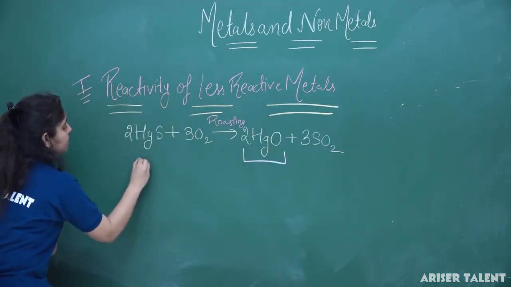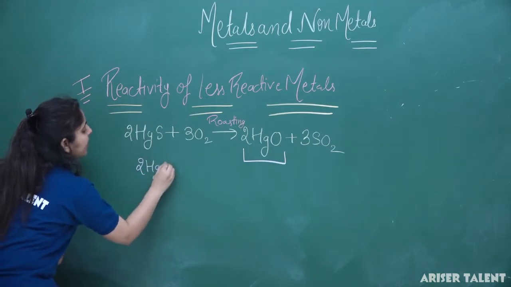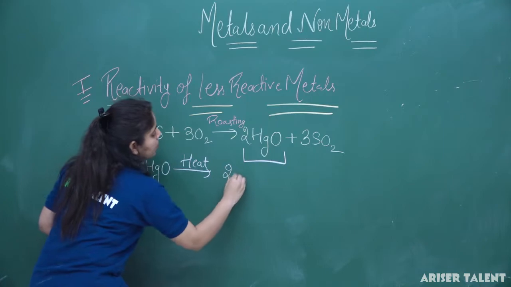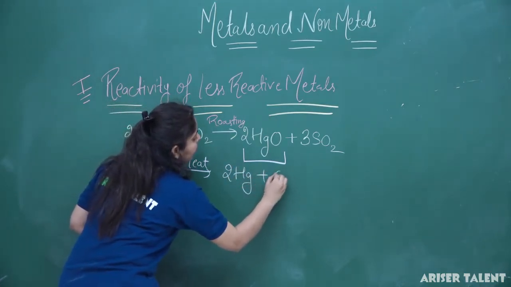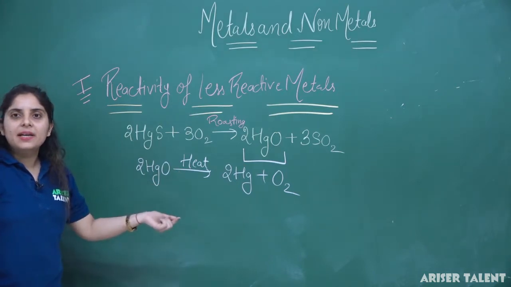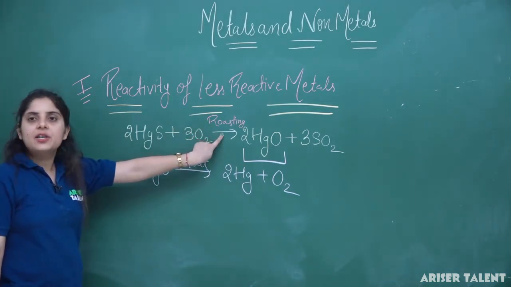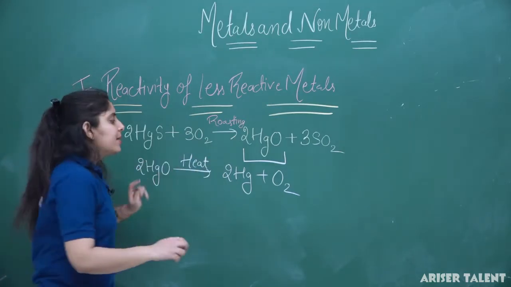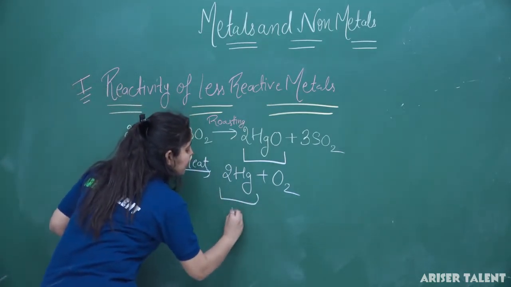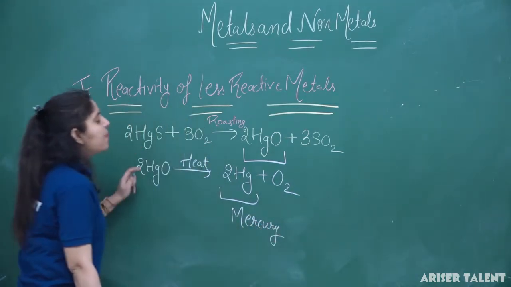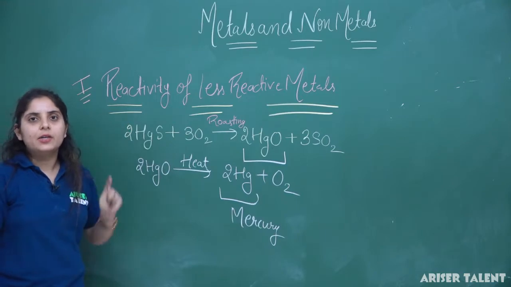Simply heating that oxide, we will get mercury plus oxygen. It means less reactive metals can be extracted only by performing calcination and roasting in the first step, and secondly heating that oxide we will get the particular metal. So this is our mercury metal. But this criteria can be applied only for the less reactive metals.